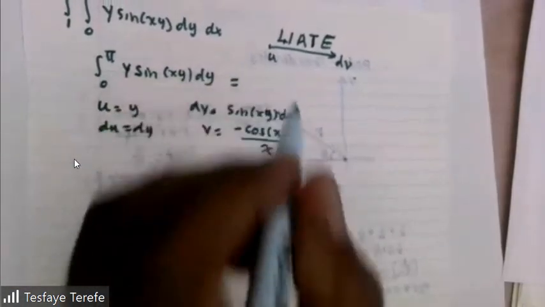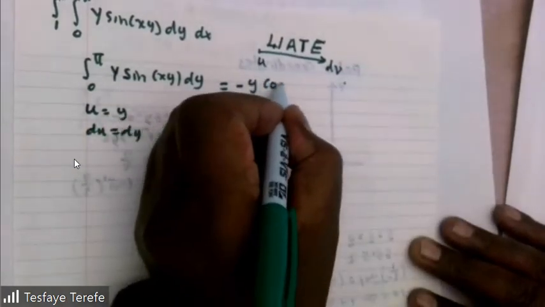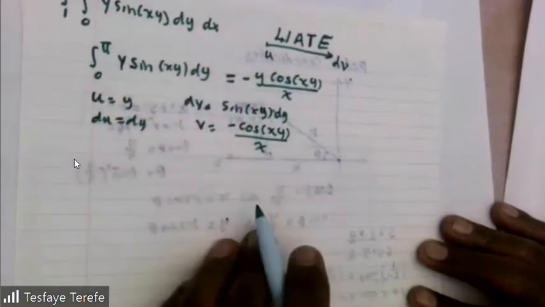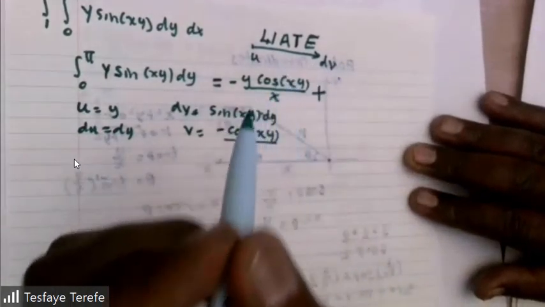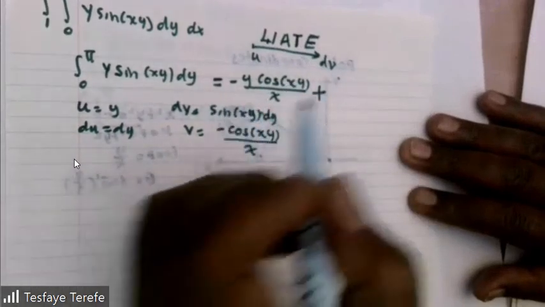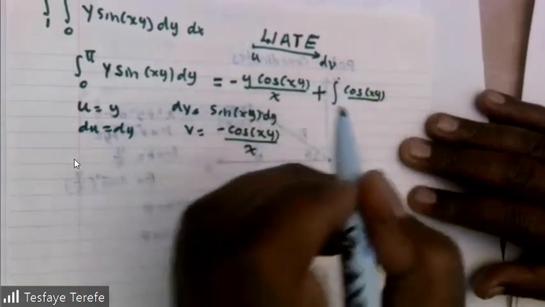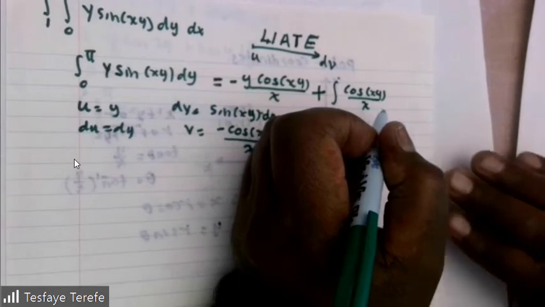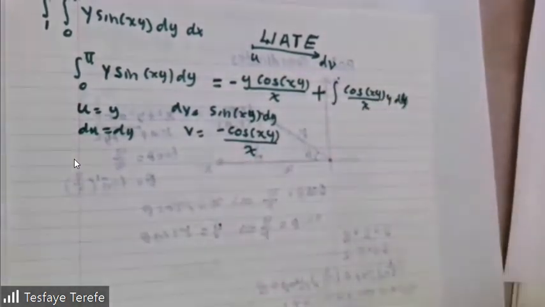So this integral is going to be u times v. That means y times cosine of xy divided by x. And the negative sign is actually from this one. And minus the integral of v du. Here I have a minus sign, so let me put plus, and then the integral of cosine of xy over x times dy. That is what we have ready to do.